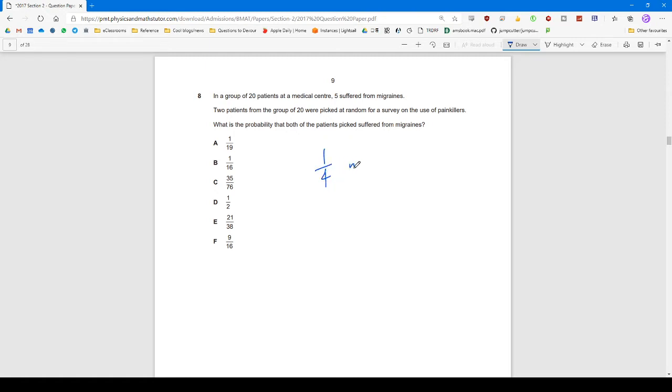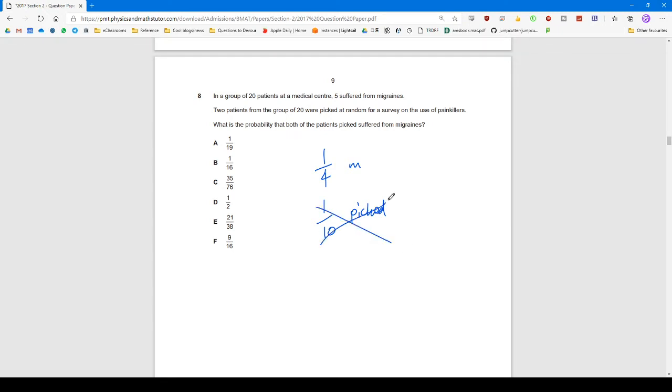So 1 in 4 have migraines. 1 in 10 were picked. But the thing is, this is not independent. It's like 5 people with migraines in the group, plus 15. So first it would be 5/20, and then the next probability is 4/19. And you'd want to realize that this 5 times 4 is 20, cancel these out, 1 over 19 immediately.